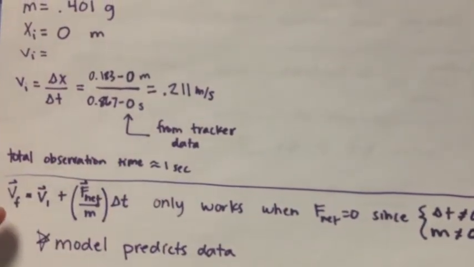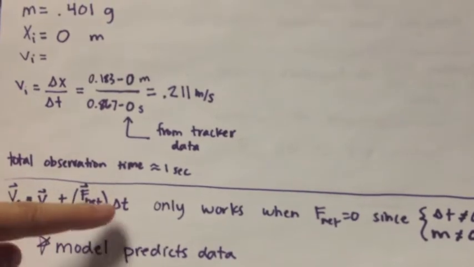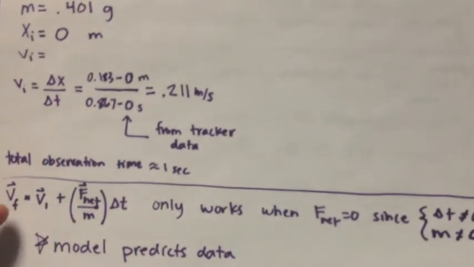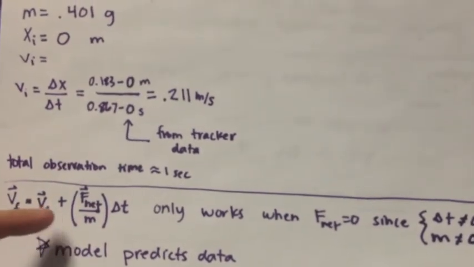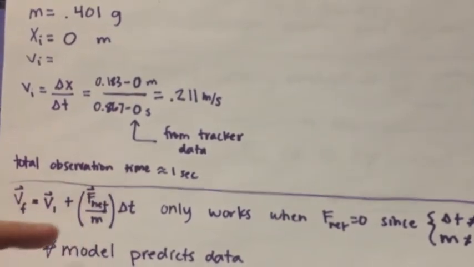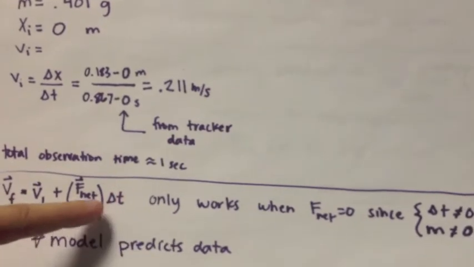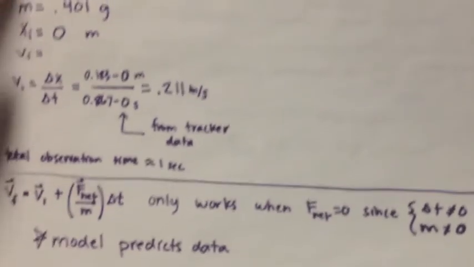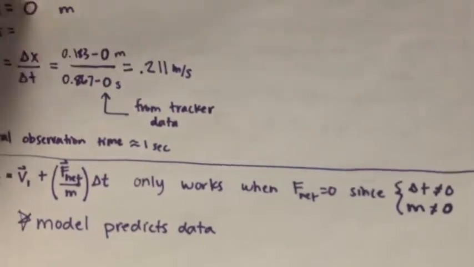And then the model used this equation, and it showed that the final velocity equals the initial velocity, and therefore this right here must equal 0. And for this to equal 0, we know the delta t is not 0 and the mass is not 0. Therefore, the F net must be 0.